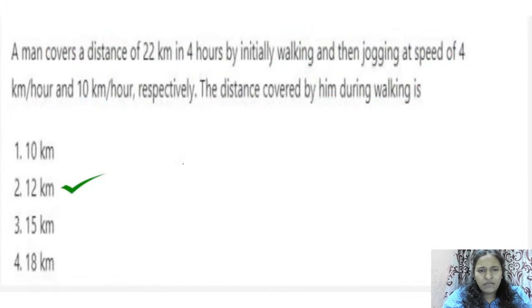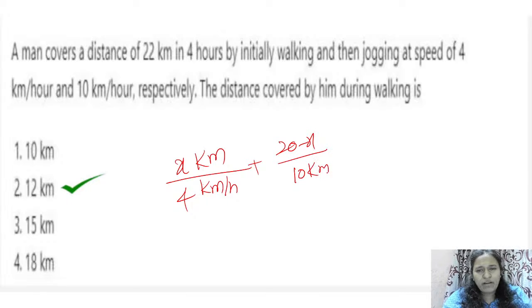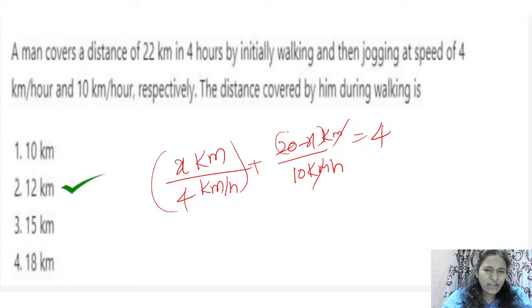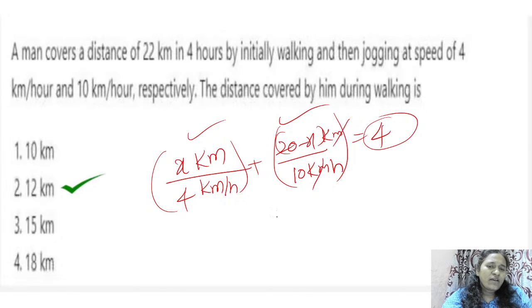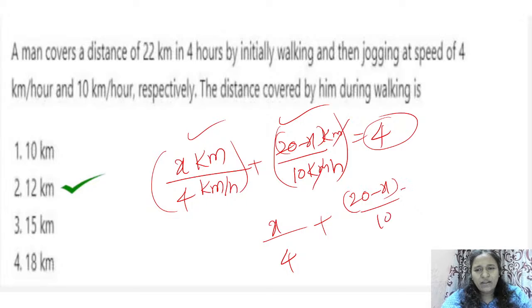What equation we got? X kilometer divided by what is the speed? 4 kilometer per hour plus 20 minus x divided by 10 kilometer per hour. Okay, this is also kilometer. Then is equal to 4, the total time. Actually, T1 plus T2 will become total time only, right? This time plus this time is equal to 4 hours. X by 4 plus 20 minus x by 10 is equal to 4.